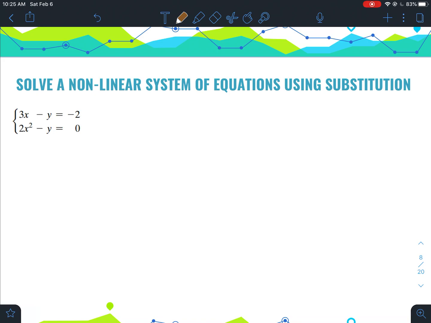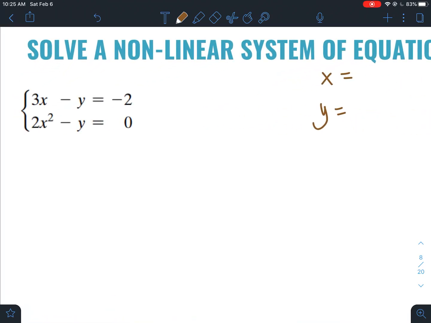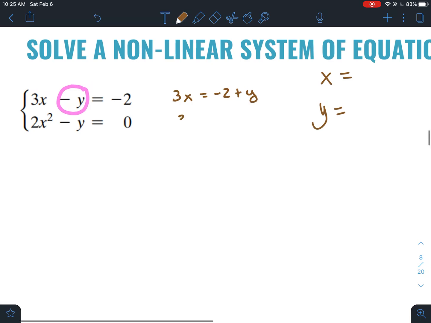All right, we can also solve a system of nonlinear equations using substitution. So you want to solve for x equals, y equals, or sometimes you can get x squared or y squared by itself, depending on the equation that you're given. Well, in this system, we have 3x minus y equals -2, and 2x squared minus y equals 0. Notice that both of the equations have y's. So I'm going to solve that top equation for y. I'm going to get that y by itself. So I'm going to add the y over. So I have 3x equals -2 plus y, and then I'll add the 2 over. So 3x plus 2 equals y.